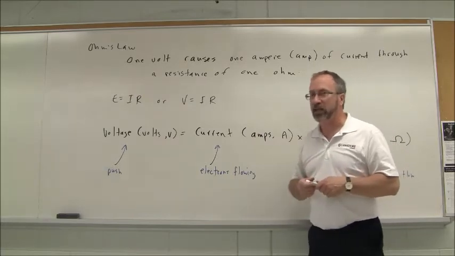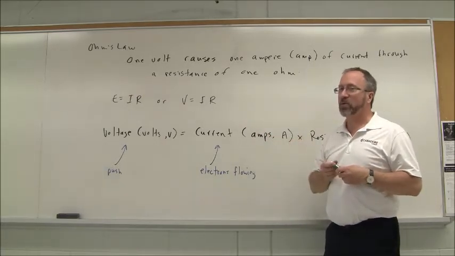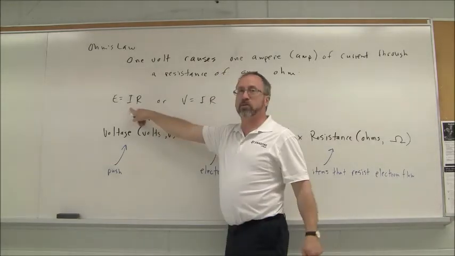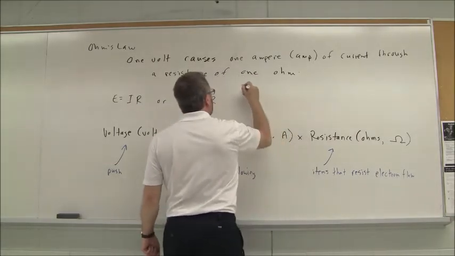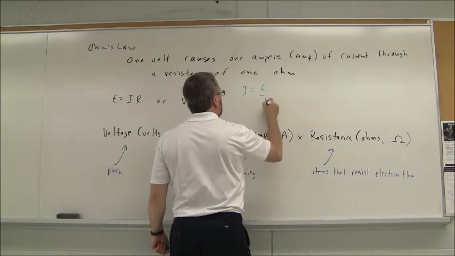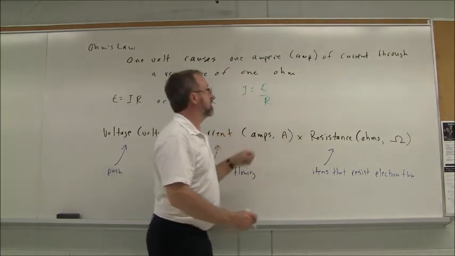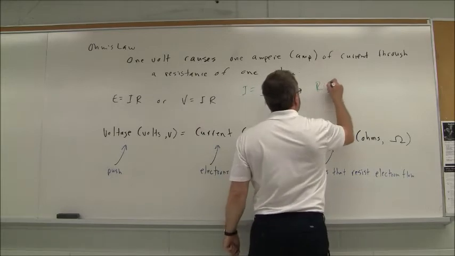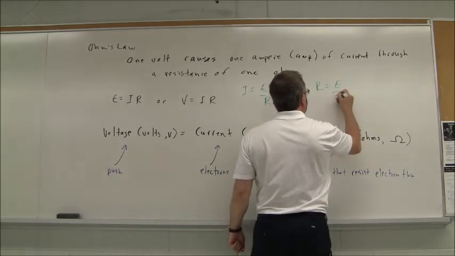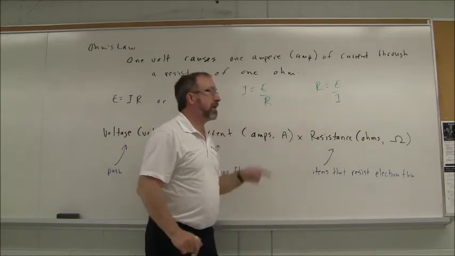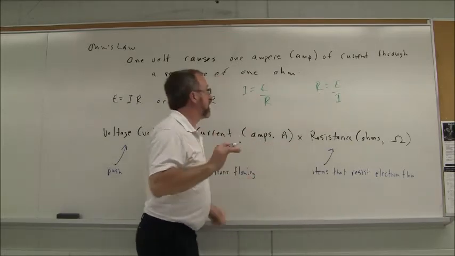Mathematically, they're related, and from this one equation, we derived 2 others. So if we have E equals I times R, you can say the current is the voltage divided by the resistance. Or you can say the resistance is the voltage divided by the current. And in each case, you want to use the base units.